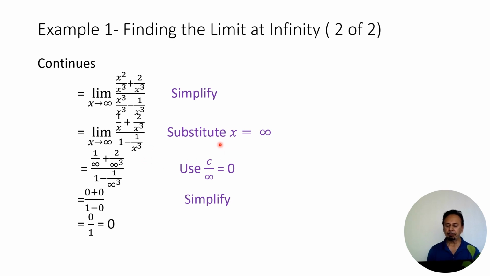Now we substitute again x equal to infinity. Remember, when you substitute, we don't write the limit part. So you have 1 over infinity plus 2 over infinity cubed, over 1 minus 1 over infinity cubed. Now remember, any number divided by infinity is 0. So 1 over infinity becomes 0, 2 over infinity cubed also becomes 0, 1 stays 1, and 1 over infinity cubed becomes 0. So now you have 0 plus 0 is 0, and 1 minus 0 is 1. Now 0 divided by 1 is 0. So the answer to this question is 0.